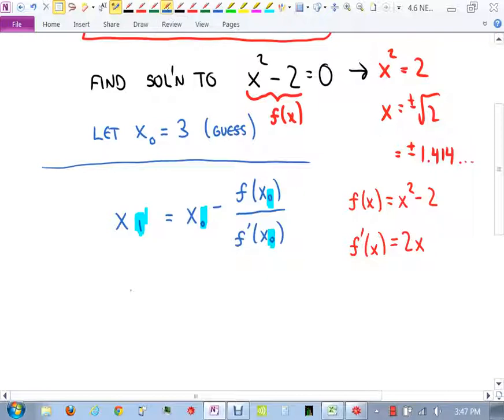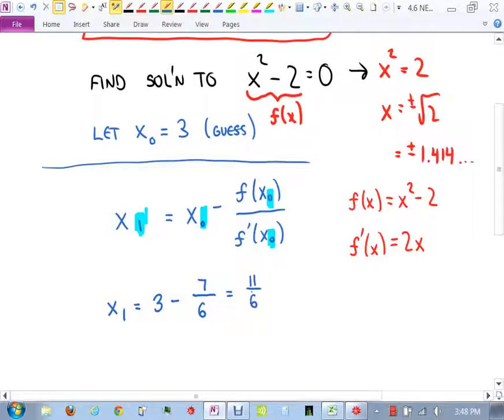Now we need that because I'm about to come back over here and compute x sub 1. It will be x sub 0. What was x sub 0, everyone? 3 minus f of 3. What's f of 3? Plug 3 into the function. 7, right? 9 minus 2. So 7 over, plug 3 into the derivative, you get 6. What's 3 minus 7/6? You have to get a common denominator there. 11/6.